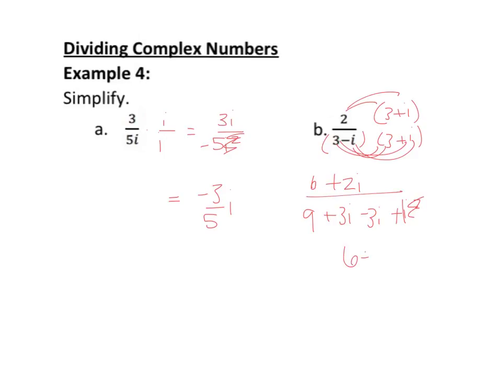And so I have 6 plus 2i over 10. And then I noticed that all three of those things are divisible by 2. So I'm actually going to reduce each one of these by 2. And that's my final answer.